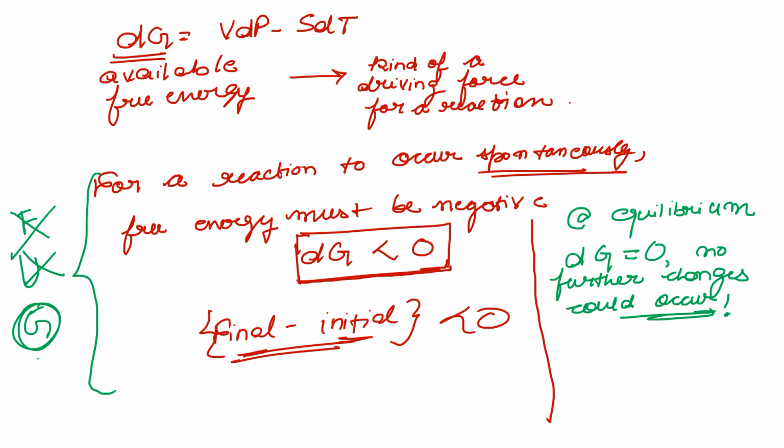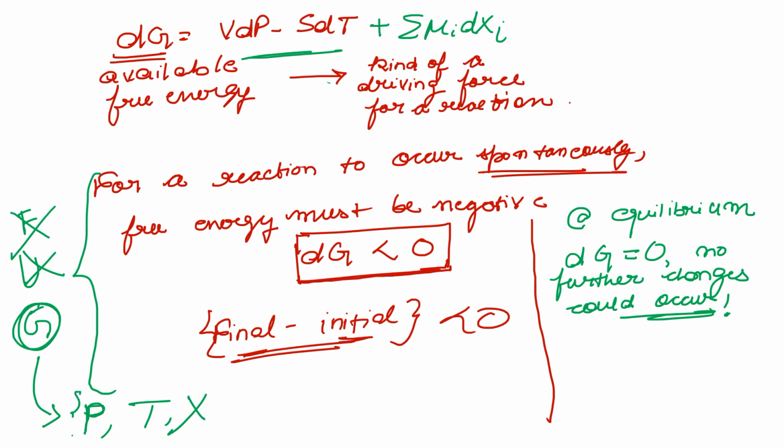And practically speaking, from an experimental standpoint, this G is basically dependent on the pressure, as you can see in this equation. So it depends on the pressure, the temperature, or in the case of multi-component systems, it also depends on the chemical potential, right? Or the mole fraction. So basically, the Gibbs free energy depends on the pressure, the temperature, and the composition. That's the mole fraction. And these are easy to manipulate experimentally.